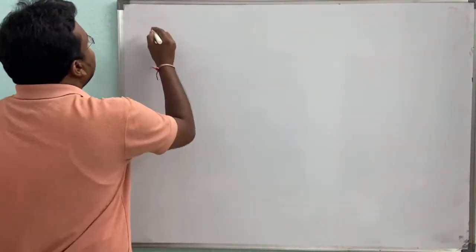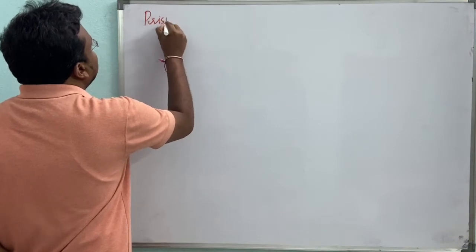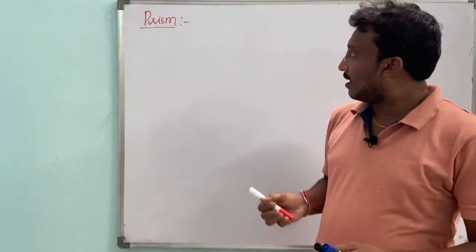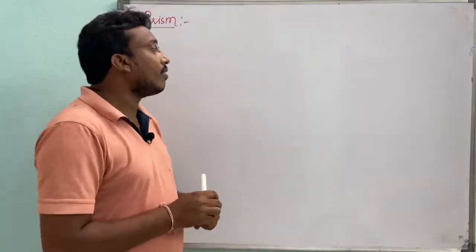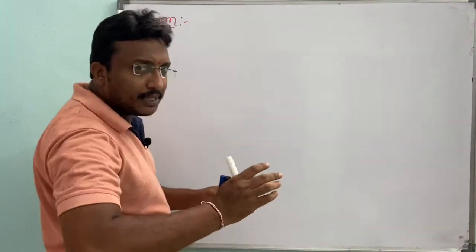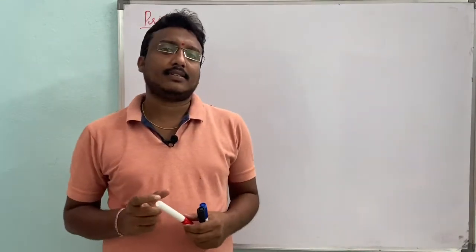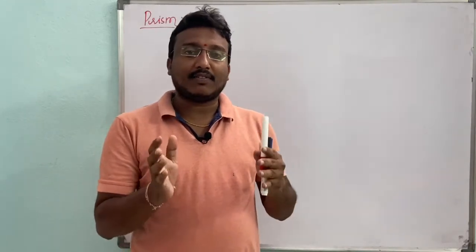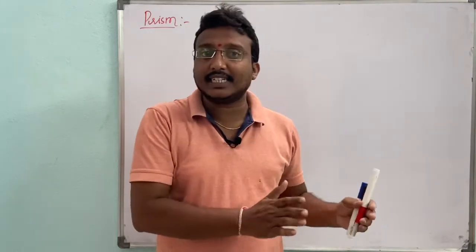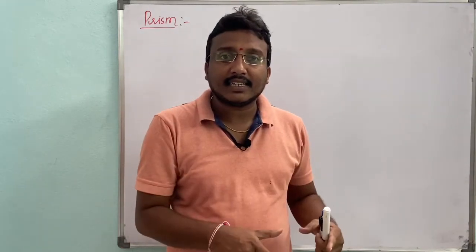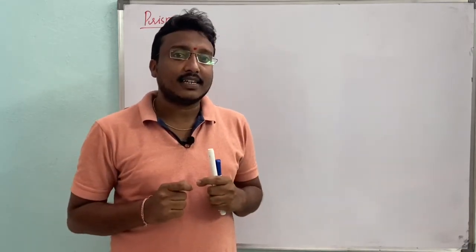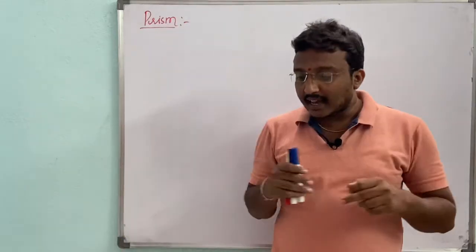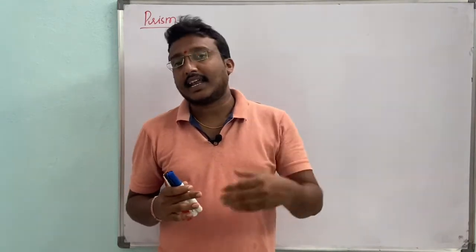What is a prism? The prism was first used by Newton. A prism is a piece of glass or any transparent material. It contains two triangular surfaces and three rectangular surfaces.